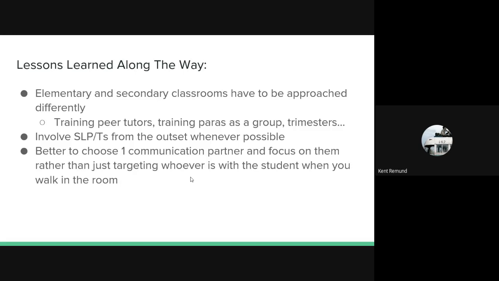We tried saying, okay, we've got a lot of different communication partners, but this one student using a device, so we're just going to go in and work with whoever's working with that student at that time. And that worked okay, but it wasn't as good as actually saying, no, I'm going to work with Sally Para for 3 weeks straight before I move on to Emily Para. It just works better that way. So whenever possible, it's better to choose one communication partner and focus on them rather than more of a scattershot approach, if that makes sense.